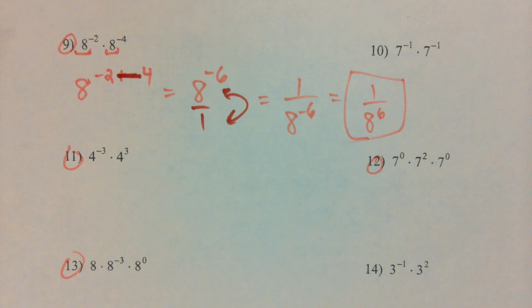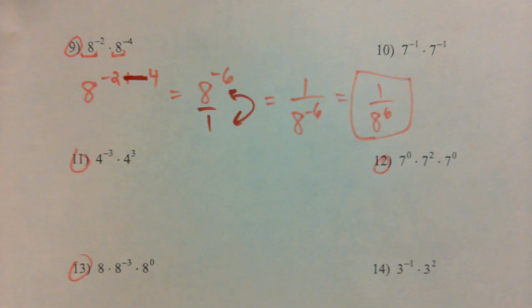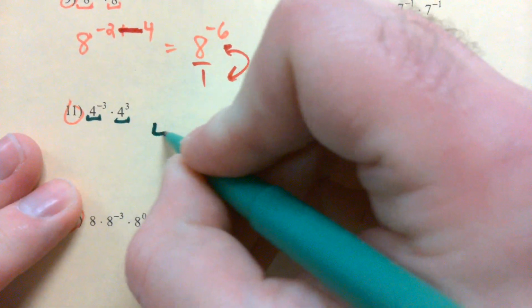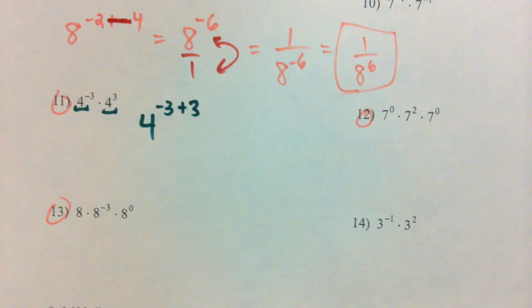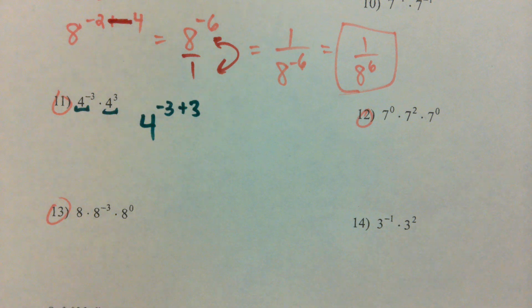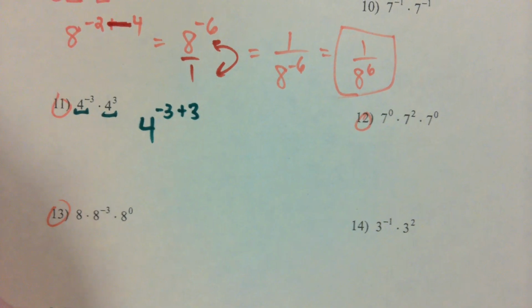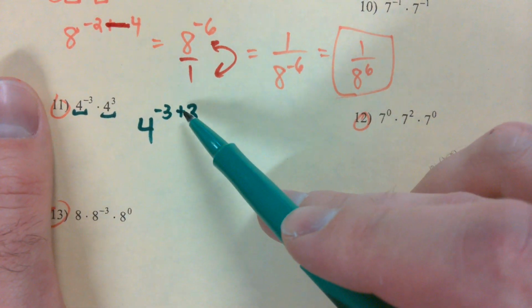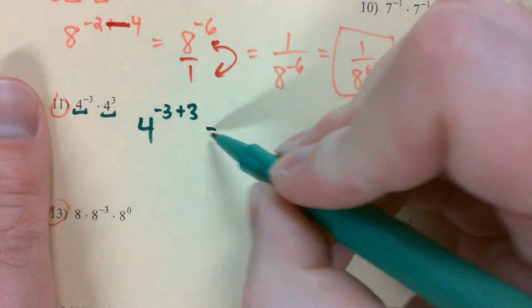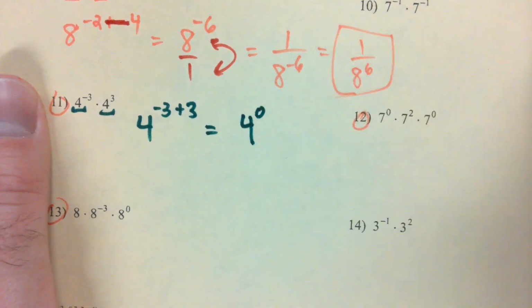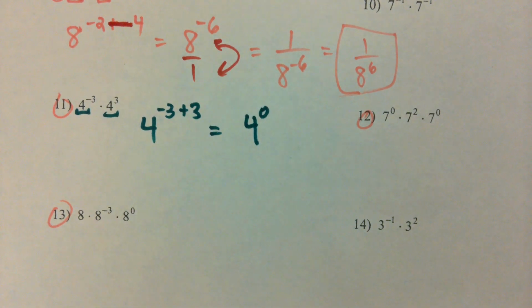Perfect. 211. Now, number 11 is interesting. Our base here is 4. We're going to keep that the same. Negative 3 plus 3 is our new exponent. For multiplying like bases, we add the exponents. Today is going to be very similar, but a little bit different to that. And what is negative 3 plus 3? It'll be 0, right? So remember, our exponent is 0.